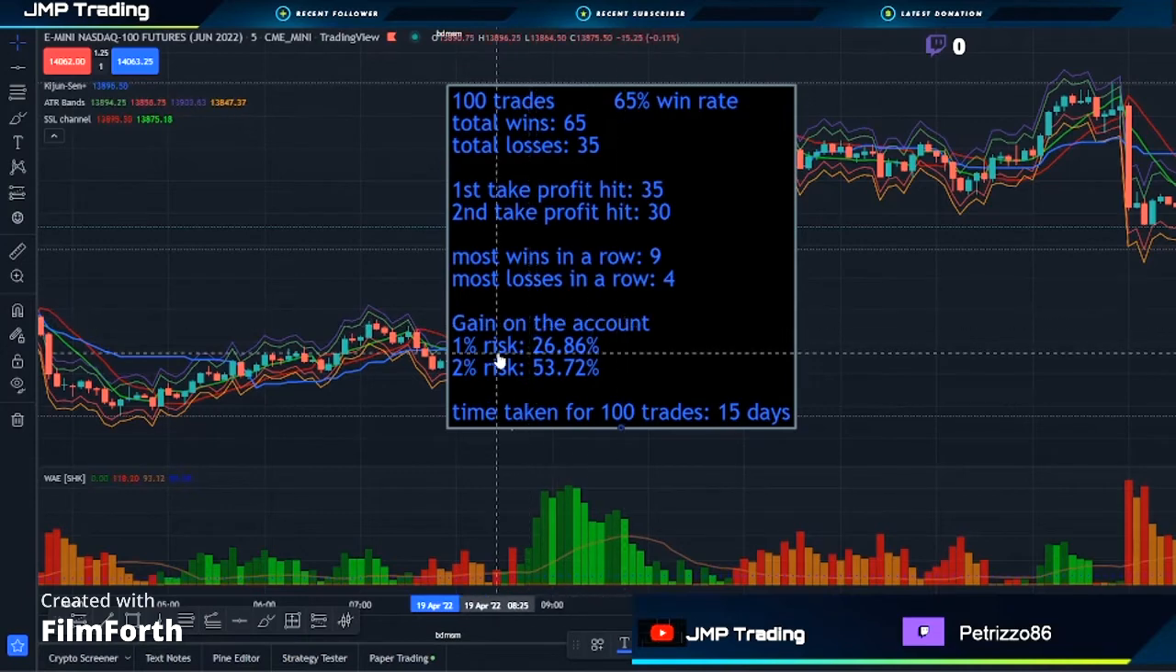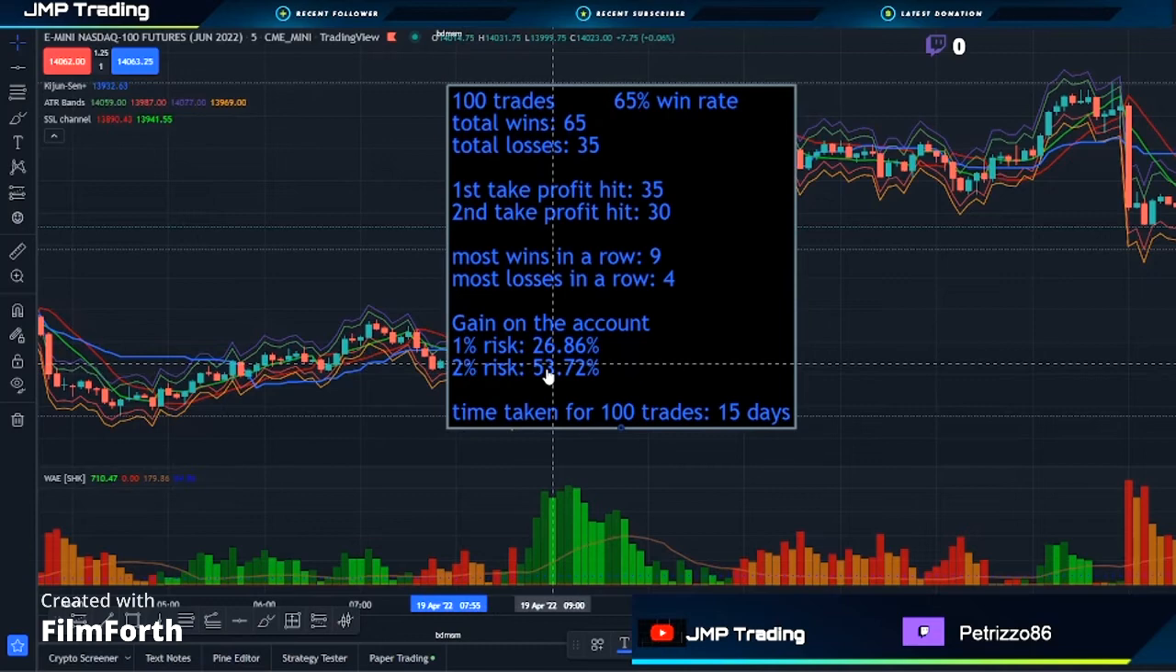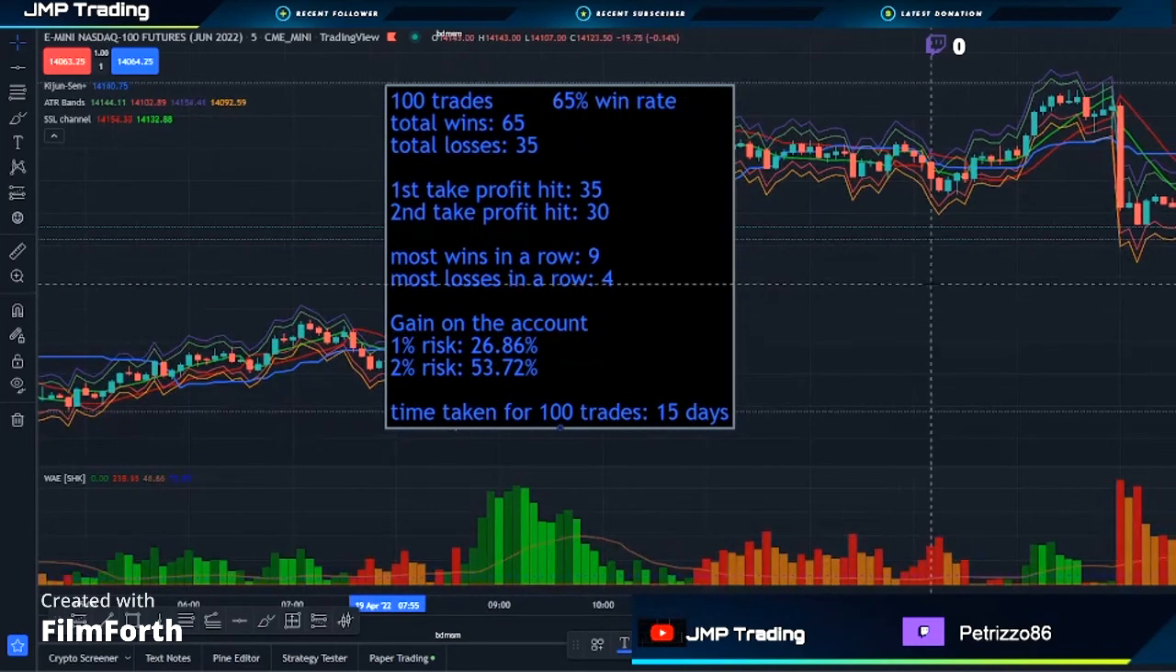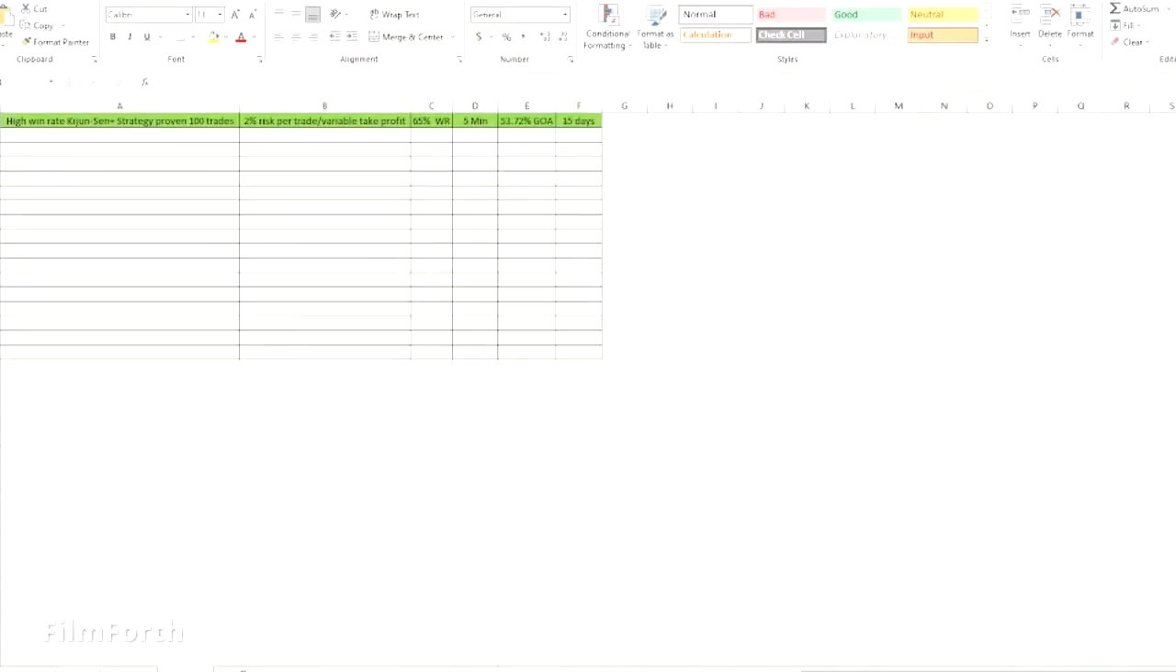Gain on the account if you risk 1% is 26.86%. If you risk 2% is 53.72%. And the time taken for the 100 trades was 15 days. This strategy was tested on the 5-minute time frame. When backtesting the strategy, I only took trades during the regular market hours. There were no trades taken during pre-market or after hours.